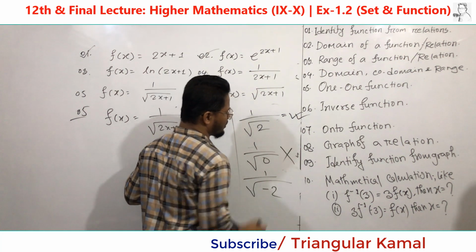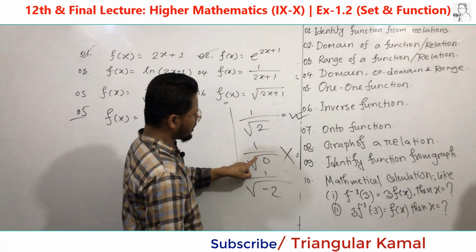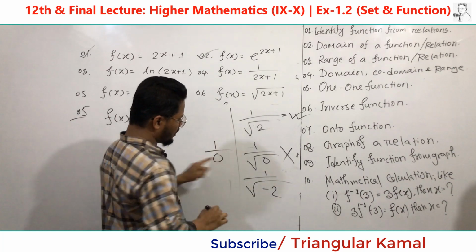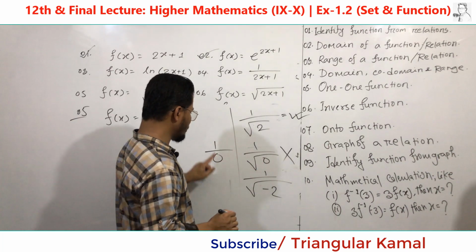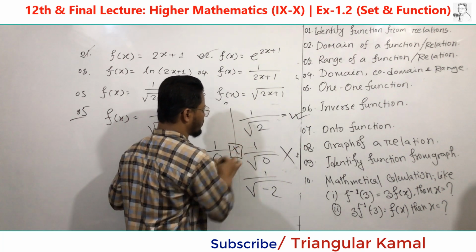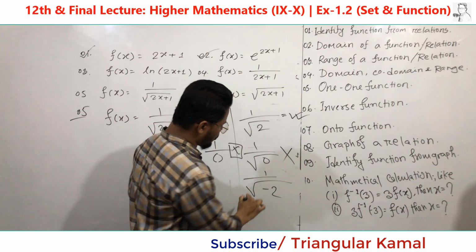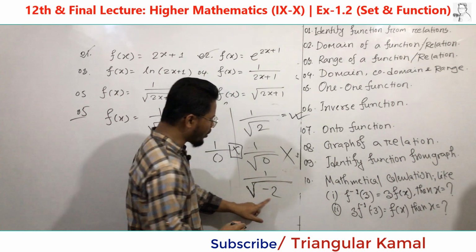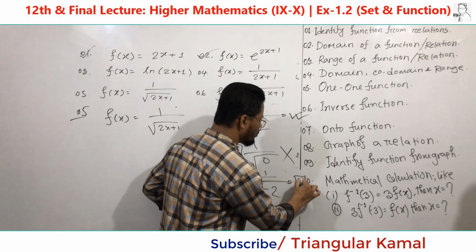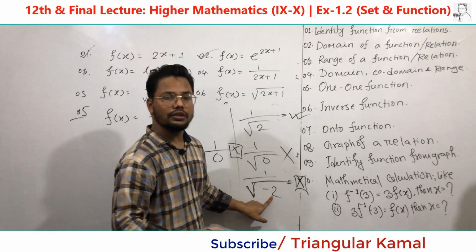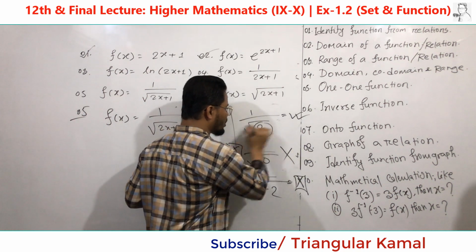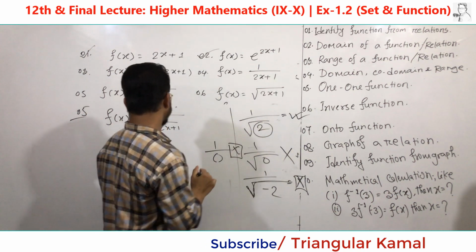For 0 we will not get a real value, because we know the square root of 0 is 0, but 1 by 0 will not give you a real number. And when we take the square root of a negative number, it gives a complex number, so we will not get a real number there either. So only a positive number will be accepted.